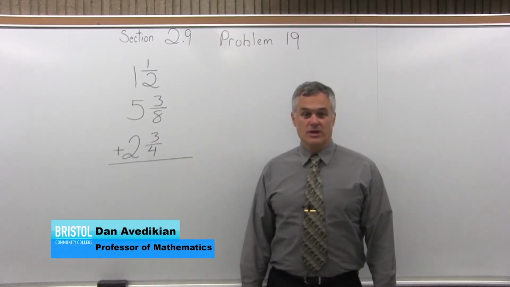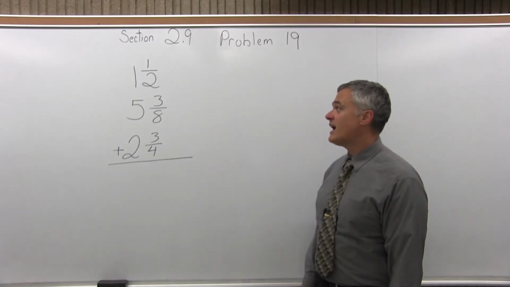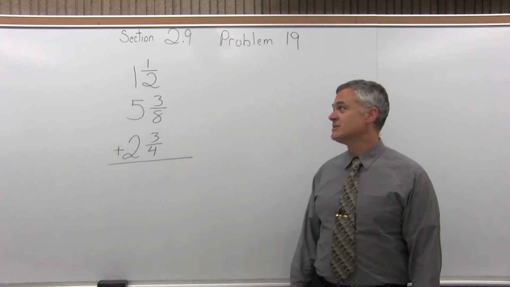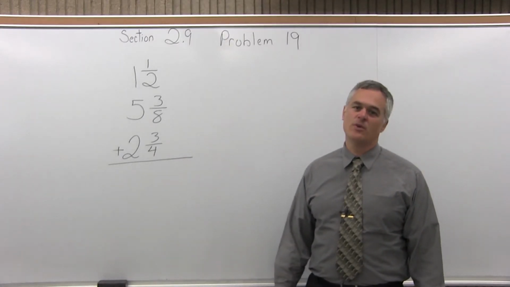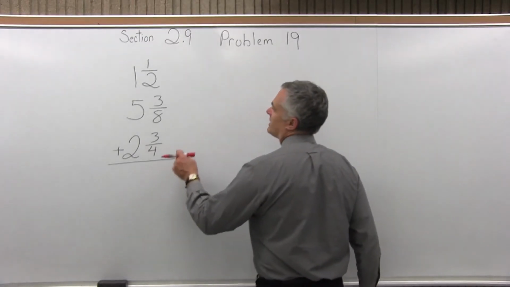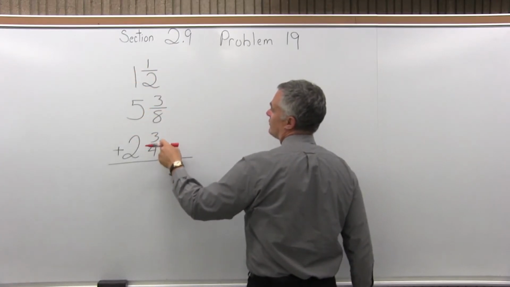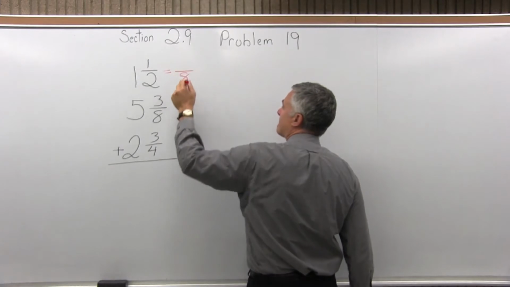This is Section 2.9, Problem 19. We have to add 1 1/2 plus 5 3/8 plus 2 3/4. So there are three mixed numbers to add together. It's really the same process whether you only have two or even more than three. What you want is a common denominator. Looking at our denominators of 2, 8, and 4, they will all divide into 8 evenly.